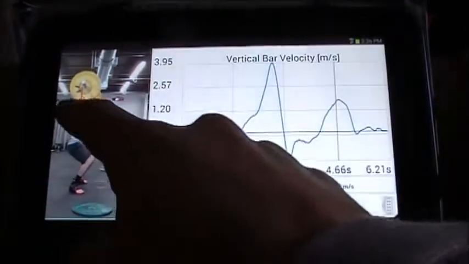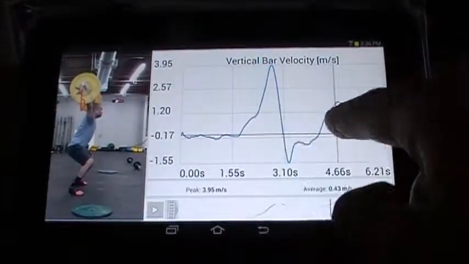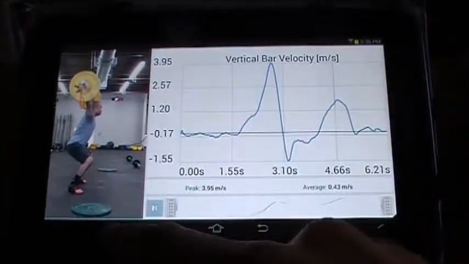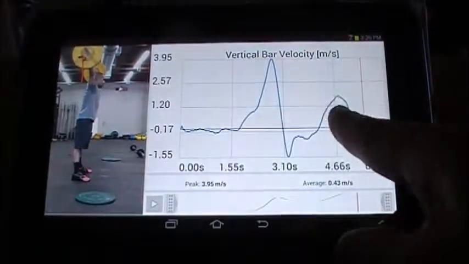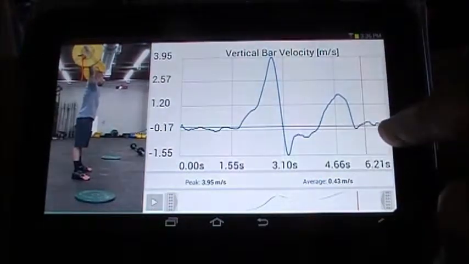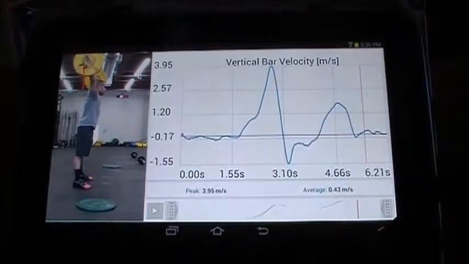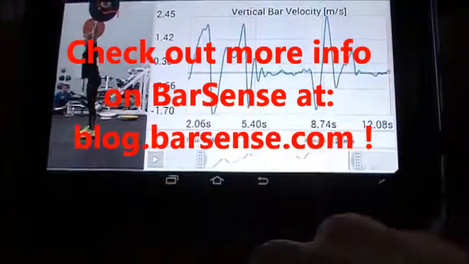Then he starts to go up again with it, so the bar turns around and reaches another peak here in the upwards direction before he stops. We'll go right to the end. Then he stops at the top and slows down, so the bar is still moving upwards, slows down, and kind of reaches zero velocity. And that is how you read a vertical bar velocity graph with BarSense.